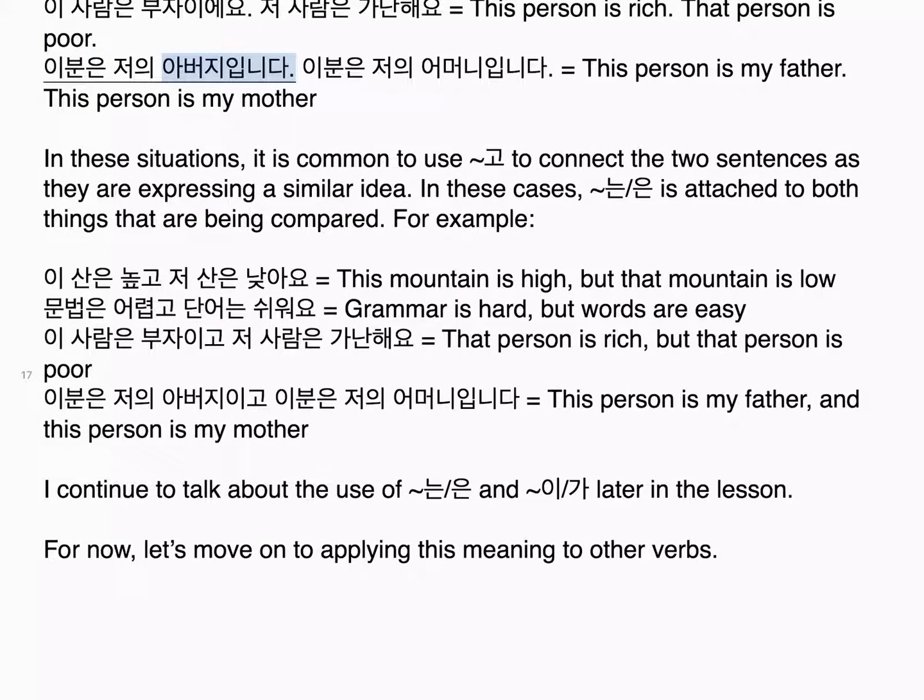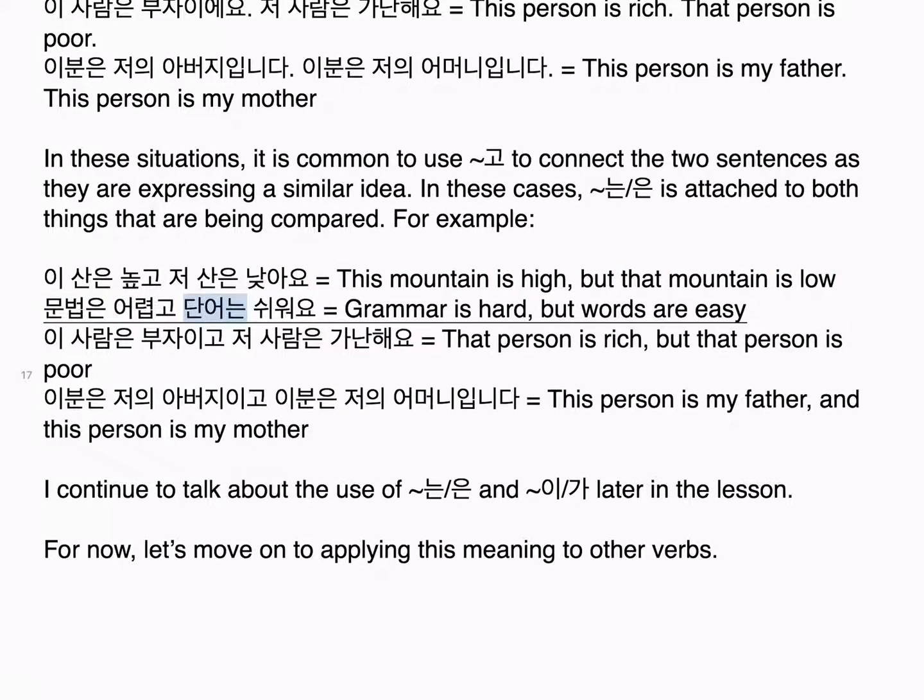이분은 저의 아버지입니다. 이분은 저의 어머니입니다. This person is my father, this person is my mother. In these situations, it is common to use 고 to connect the two sentences as they are expressing a similar idea. In these cases, 는 is attached to both things that are being compared. For example, 이 산은 높고 저 산은 낮아요. This mountain is high, but that mountain is low.